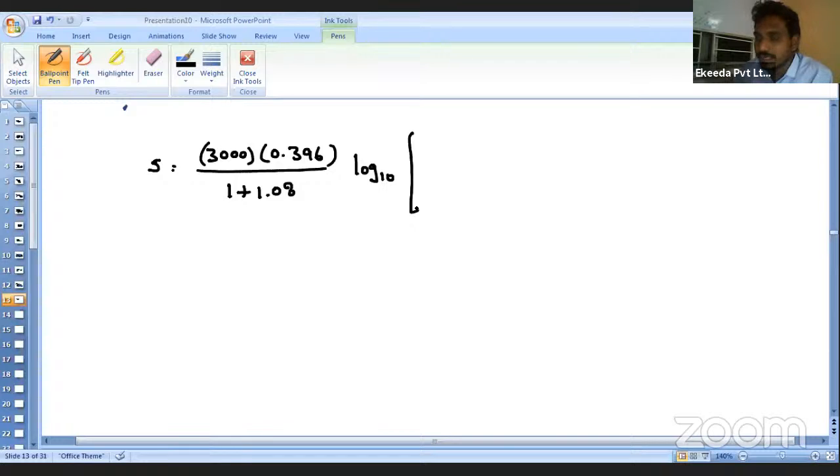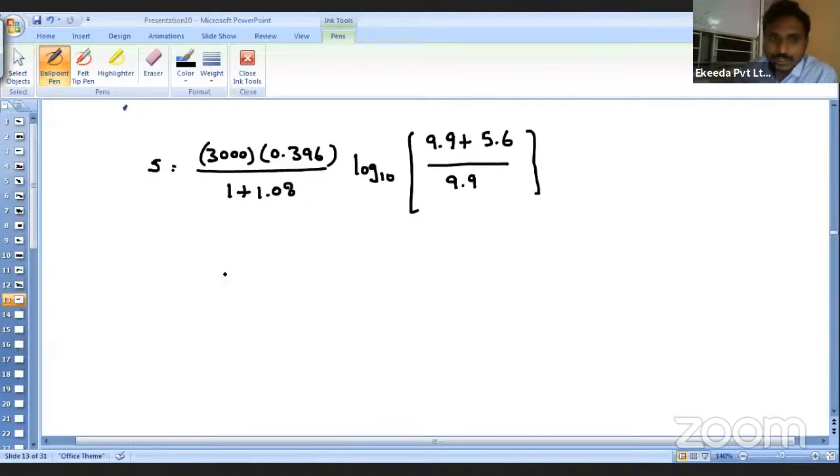Sigma 2 bar, how are we expressing it? We are expressing it in terms of sigma 1 bar plus delta sigma bar. So sigma 1 bar is obtained to be around 9.9, plus, because of the construction of the foundation, how much has it increased? It has increased by 5.6, divided by the initial value, how much? 9.9. Then if you solve this, we can obtain the magnitude of the settlement.